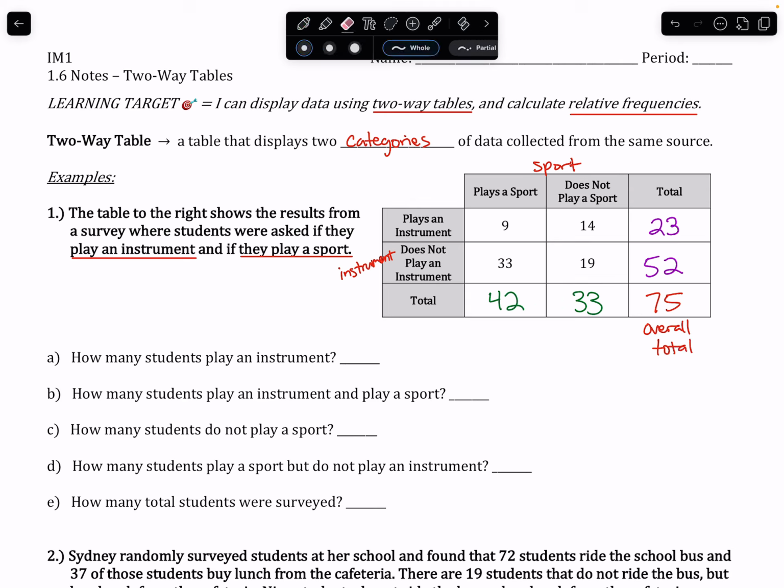Question B says how many students play an instrument and also play a sport. In this case, we have this joint frequency here, this word and, which again means both are true. So plays an instrument, yes. Plays a sport, yes. That gives us a total of 9.